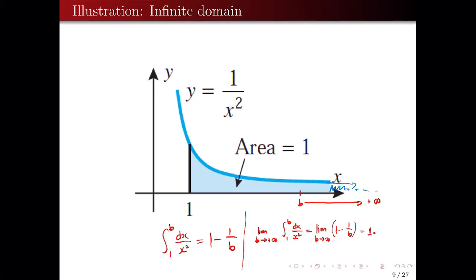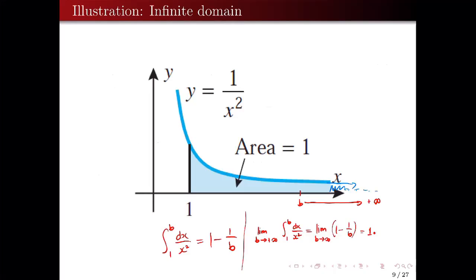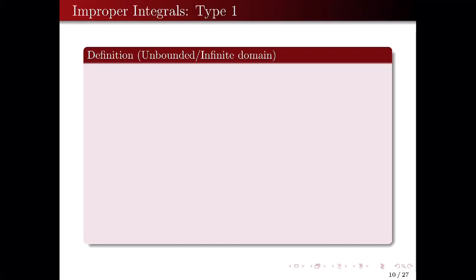So there are two types of improper integral. And the two types will be coming from the assumptions here: closed and bounded interval, continuity of the function. So for the first type, we will try to consider this assumption, and we don't want this assumption to be true. You look at this, bounded. But in here, what we were considering is an unbounded interval. What we actually considered here is the interval from a to plus infinity. This is unbounded. So that is the first type of our improper integrals: unbounded or infinite domain.